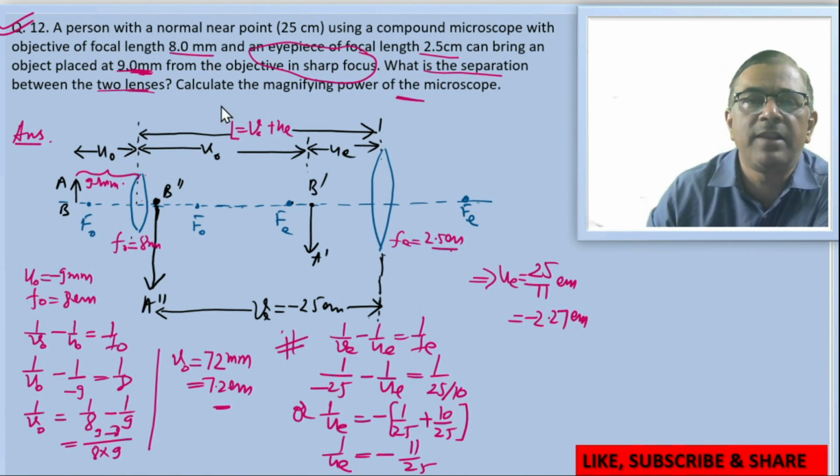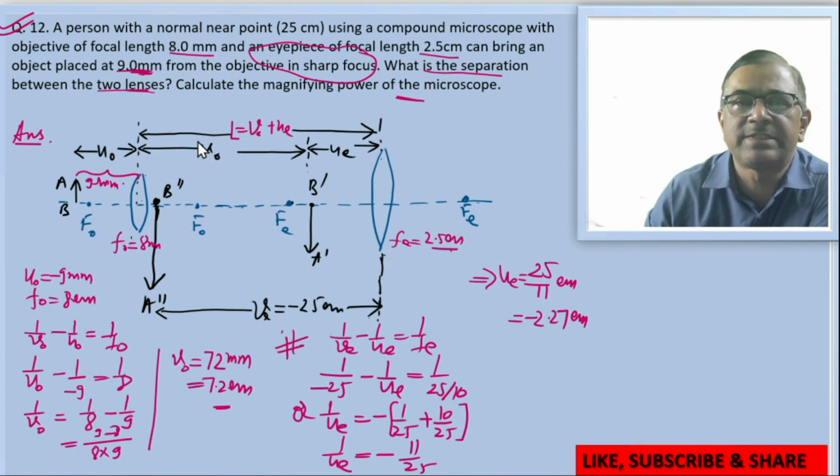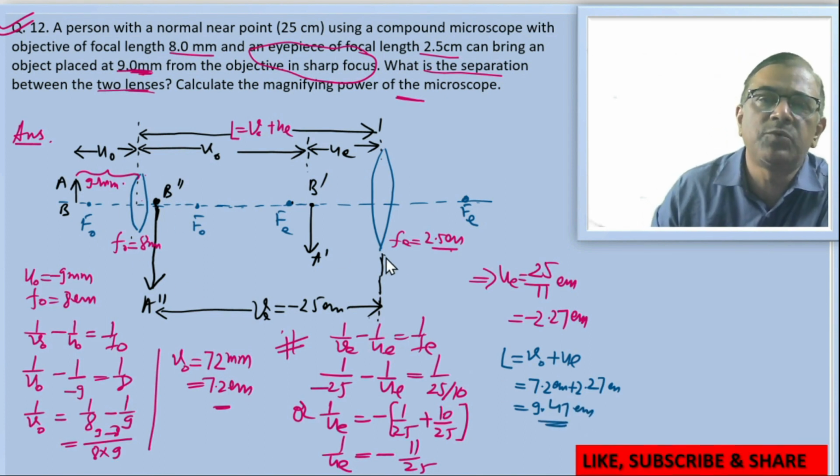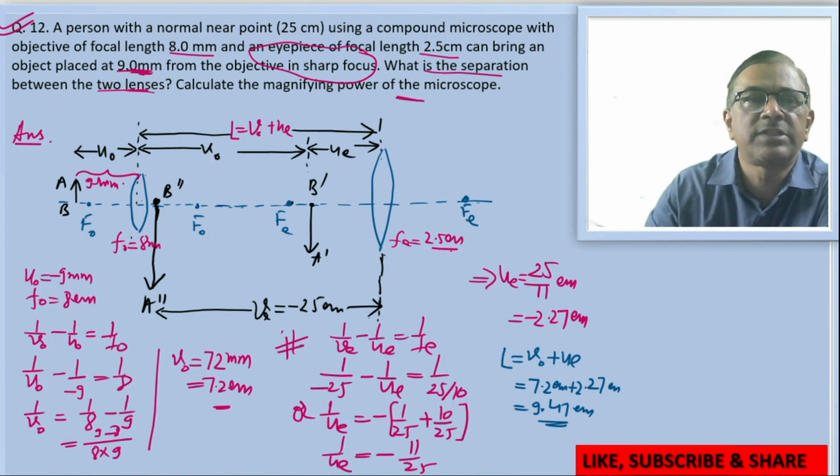So the value L, the separation between the two lenses, should be given by L equals VO plus UE, equals 7.2 centimeter plus 2.27 centimeter, and that makes 9.47 centimeter. So this should be the separation between the two lenses.